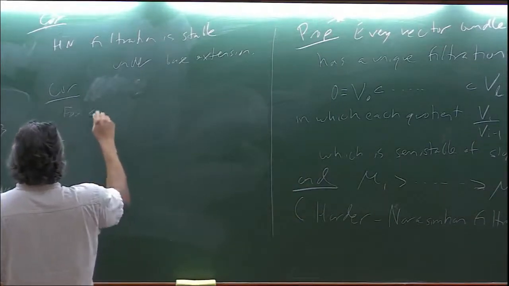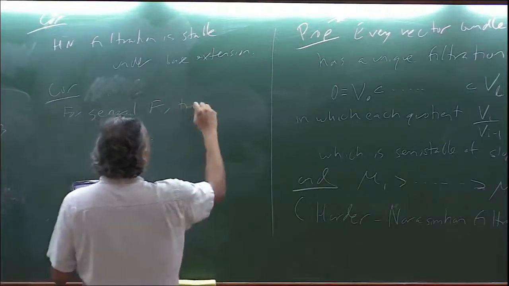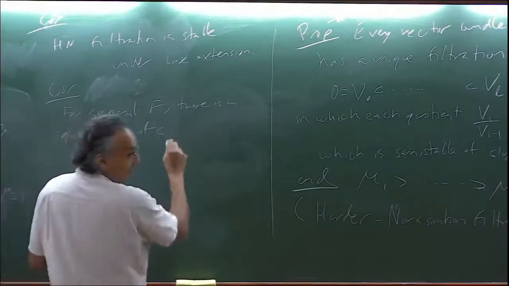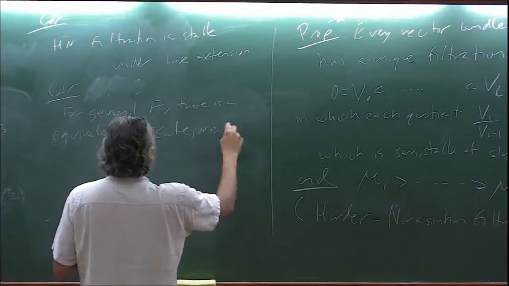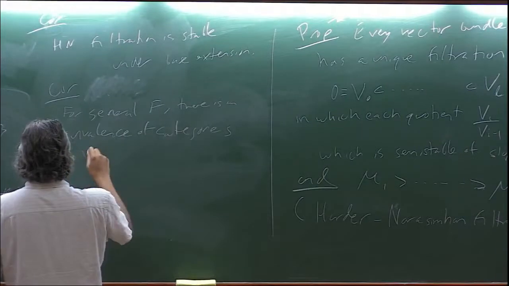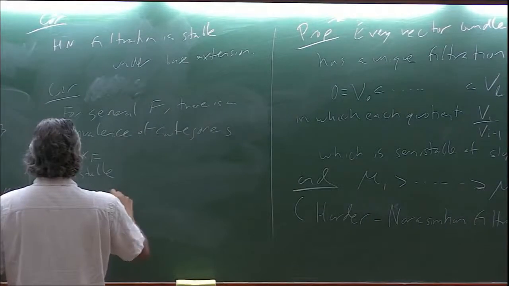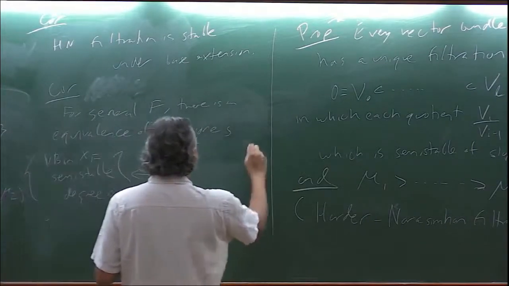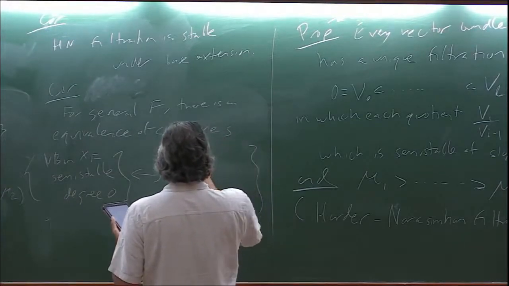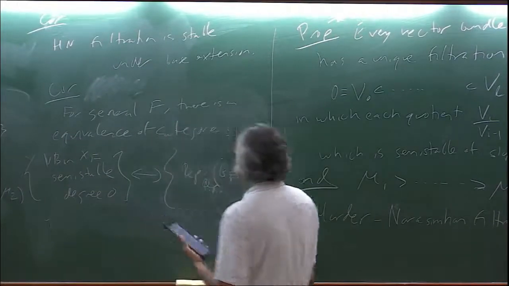So for general F, there is an equivalence of categories from vector bundles on X_F, which are semi-stable of degree 0, to the category of continuous representations of G_F on finite dimensional Q_p vector spaces, so Rep_{Q_p}(G_F).